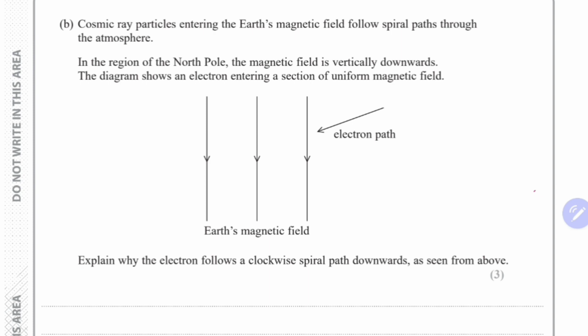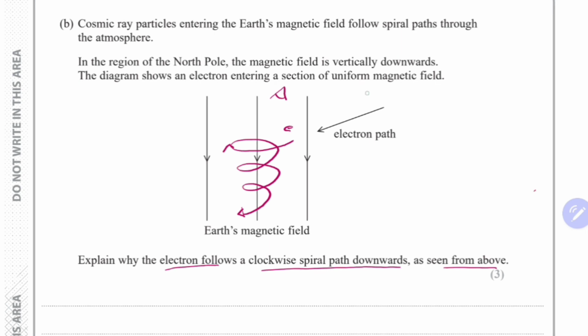The diagram shows an electron entering a section of uniform magnetic field. Explain why the electron follows a clockwise spiral path downward as seen from above. So let's assume this is our point of view, and we are seeing an electron coming from this path and going spiral downward in this way, in a clockwise direction. This is clockwise and this is the electron.